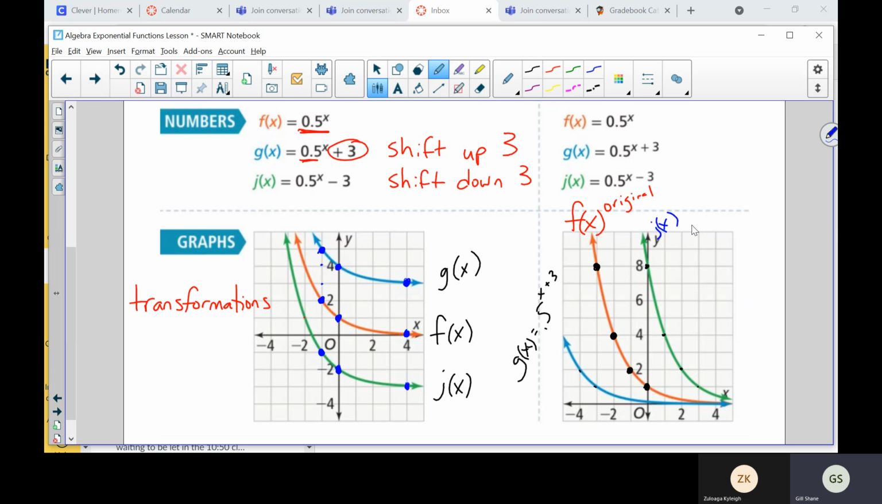So now, if we go from an original exponential function and we add directly to the exponent, so all of that is an exponent, that shifts it left 3. If we subtract from the exponent, then it shifts it right 3.